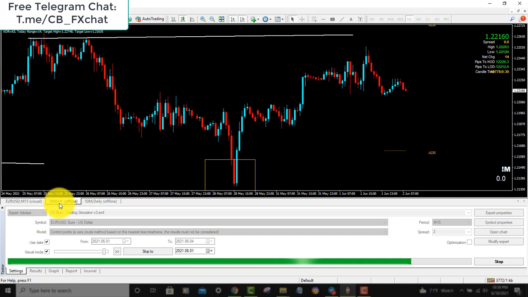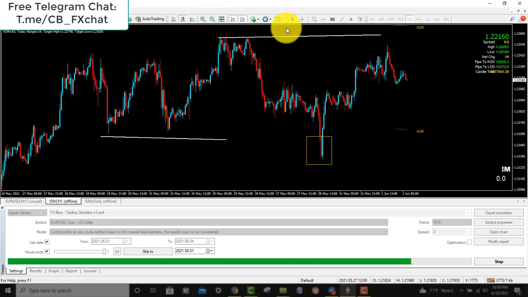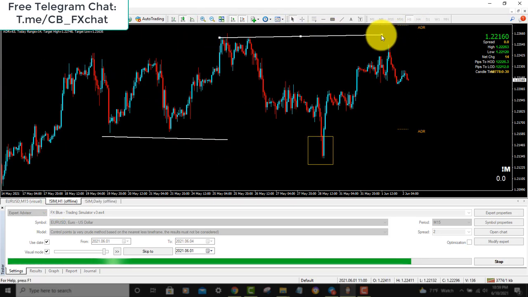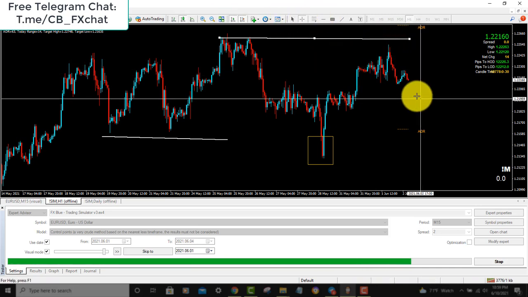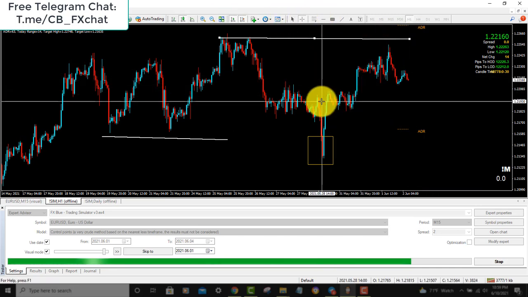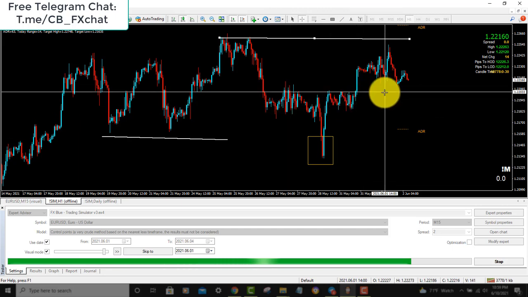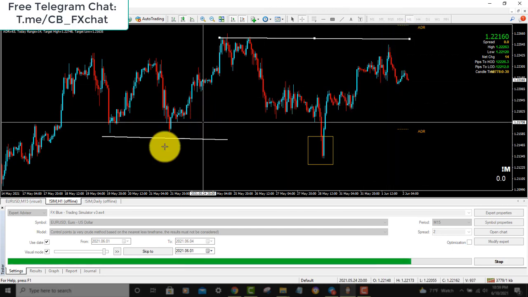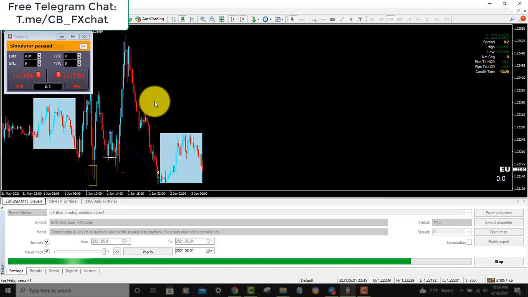All right, H1. We're still looking to get up here. We haven't got up there yet. I'm not liking the retracement back down, because I feel like it may come back down here, then go up. But let's see.